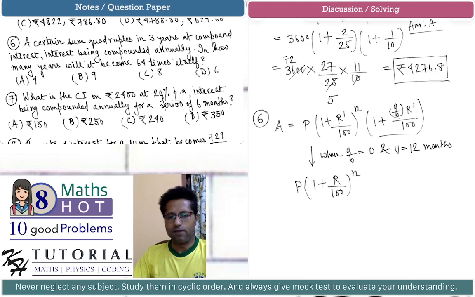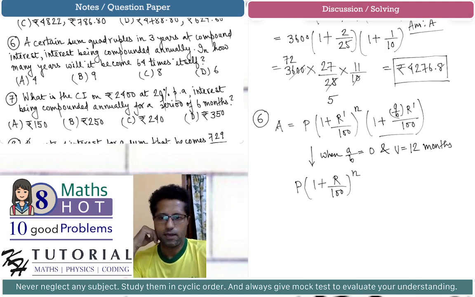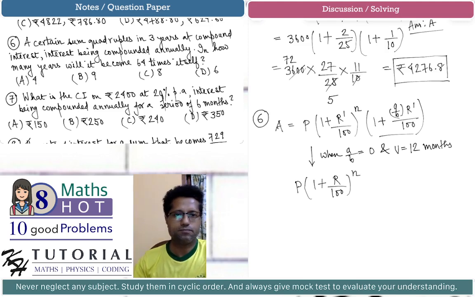So we have this simplified formula for the case where interest is being compounded annually and the time period is in whole years. It does not have any months or any fractional part. Now it is given that a certain sum quadruples. So we are assuming that the certain sum is P, the principal, and the rate of interest per annum is R.